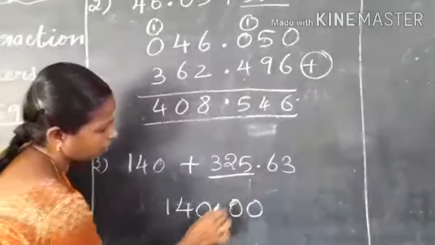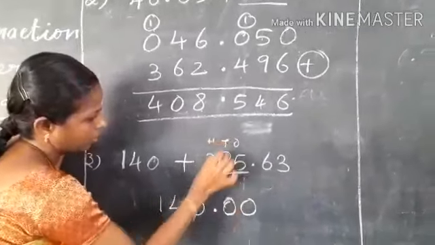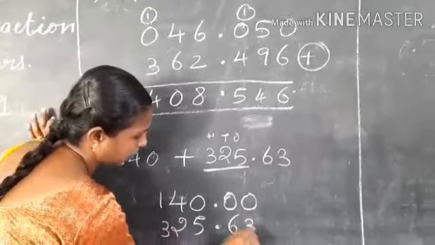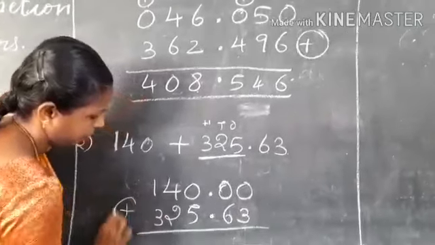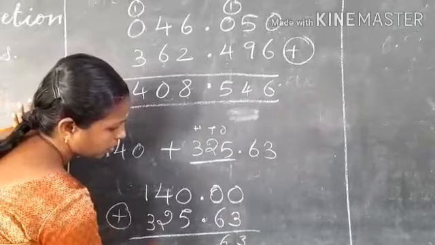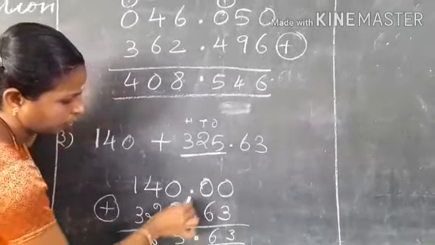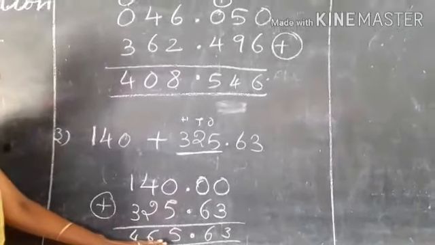Okay, children. Here ones, tens, hundreds. 5 plus 0, 5. 3, 6, 4, 6, 5. 465.63. One more sum.